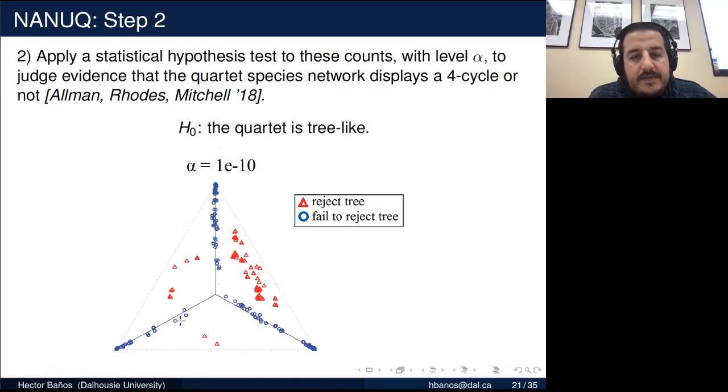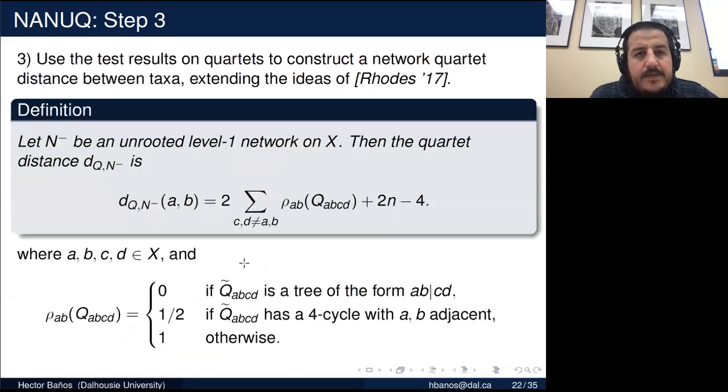So here all the ones that are blue, we think that they are trees, or they don't have 4 cycles, or if they are the red ones, we think they have 4 cycles, and we know the ordering of the lineages. Then, based on the results of the test, we're going to construct a distance between taxa, a similarity matrix. And we do this by extending the ideas of Rhodes, a work where he defined a quartet distance based on trees. Now we just extend those same ideas to networks.